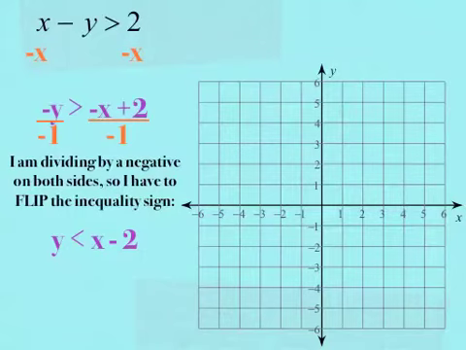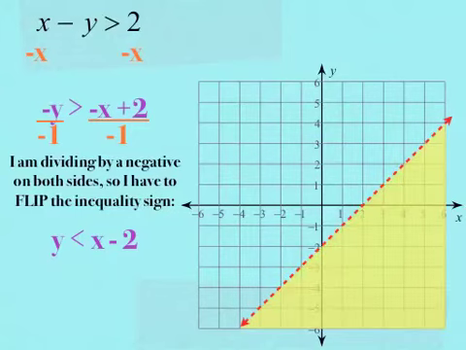Again, I'm going to have a dashed line because it's just less than. My y-intercept is at negative 2. My slope is going to be 1, so I have a dashed line right there. And then it's y is less than that number, or that line, so we need to shade below.